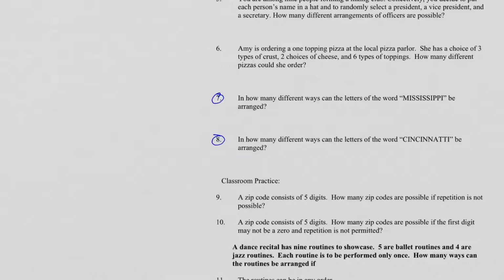So let's say we had the word car. It has 3 letters, C-A-R. Notice that they are distinct. They're not the same letters. So how many ways could we order this? 6. Comes from 3 factorial.